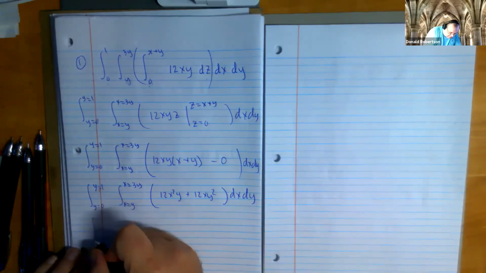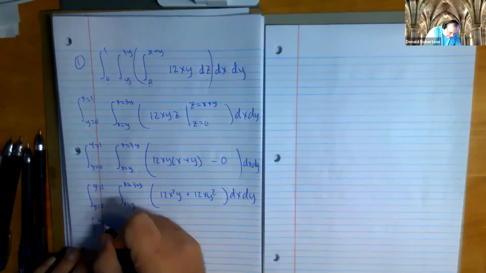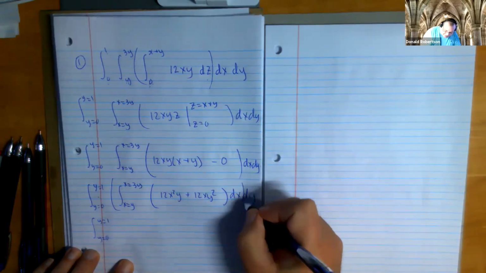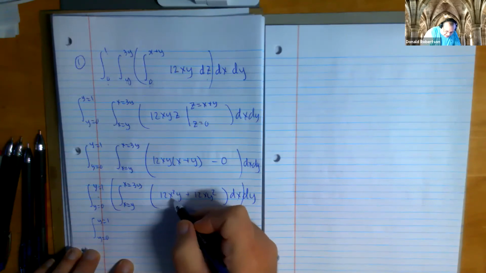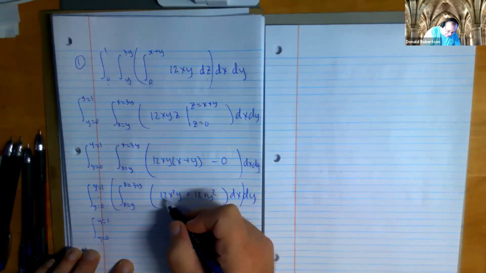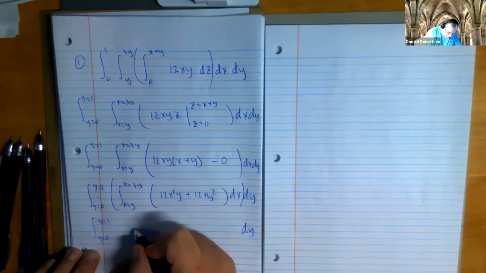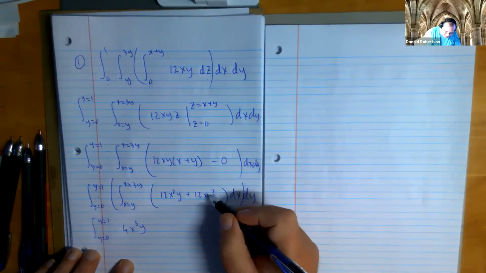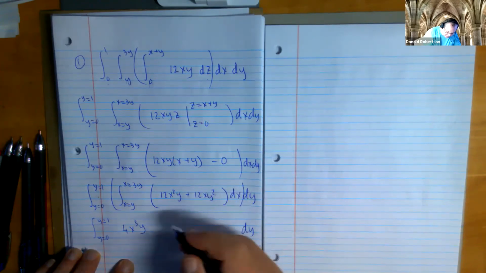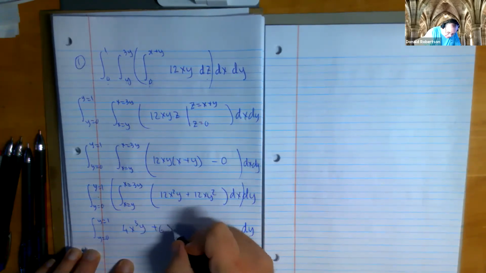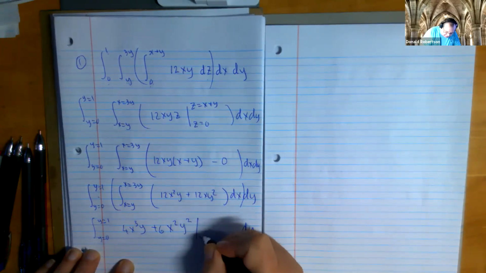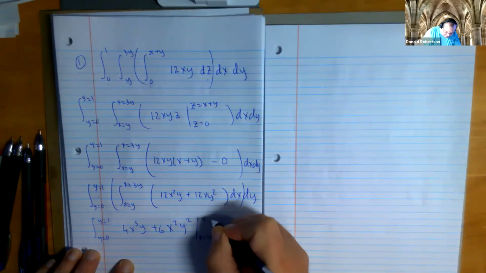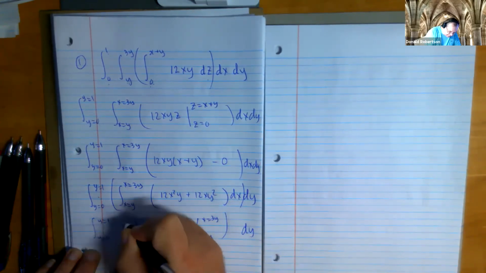So we're now doing the next one, which is this. Well, with respect to x, add 1 to the power, you get x cubed. Divide by that new power, you get 4. So that's going to be 4x cubed y. For this one, you add a power, you get x squared. Divide by that, you get 6x squared y squared. Then it's going to be evaluated at these two places.